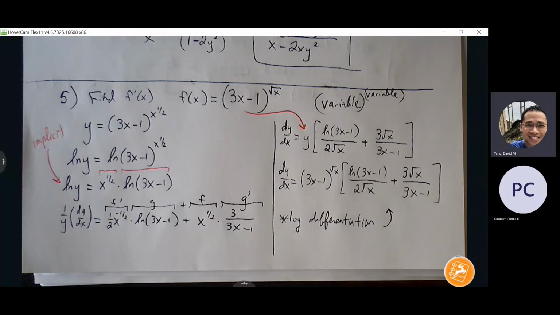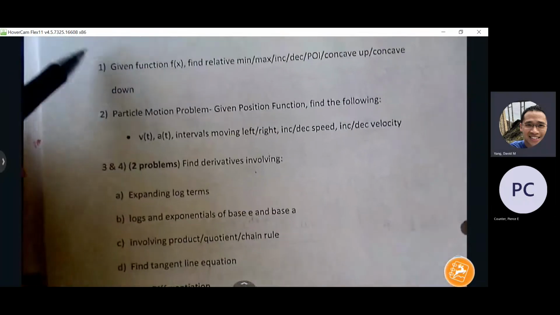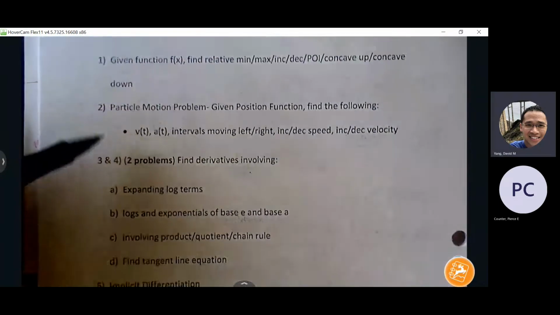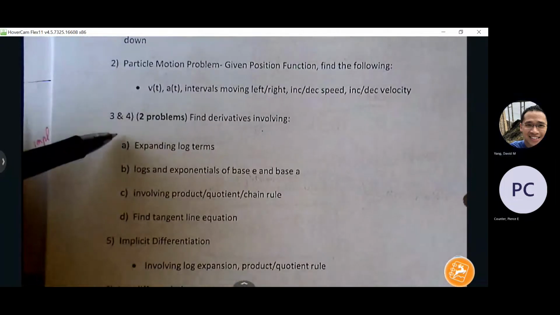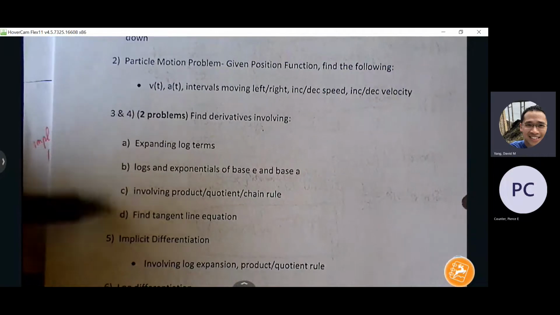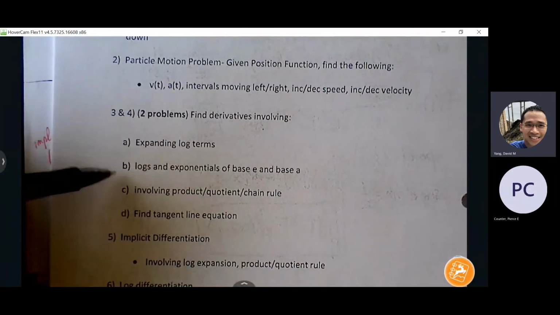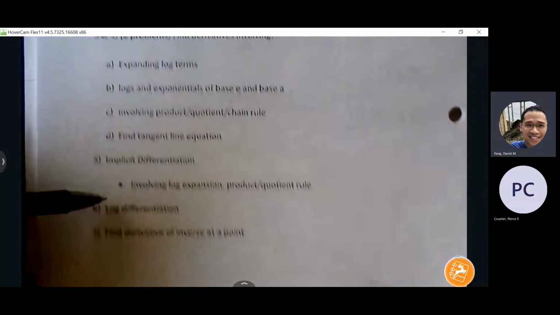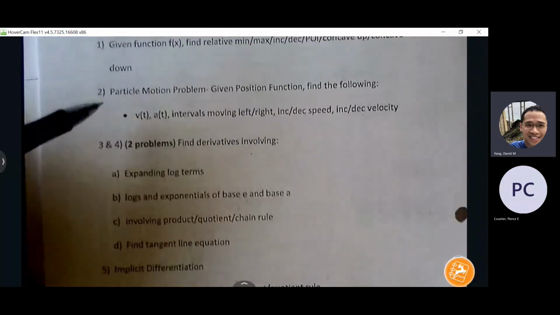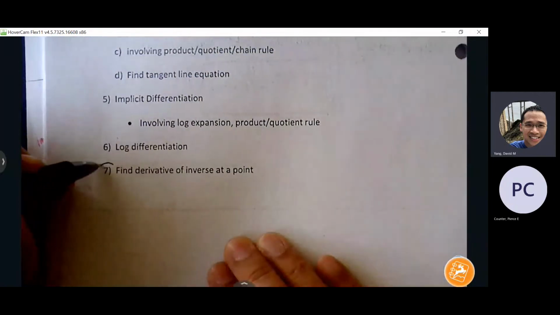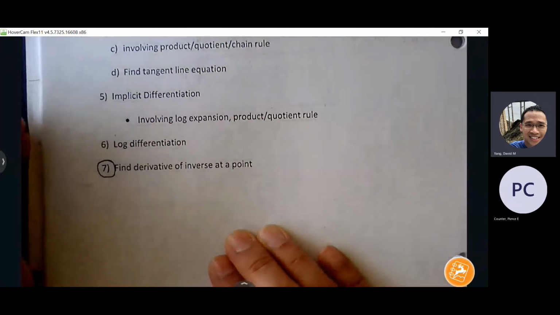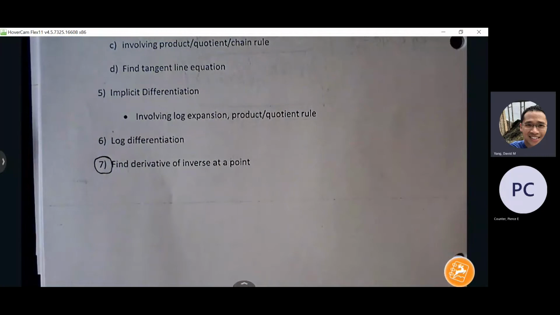Okay, we've hit the majority of the types of problems that you're going to see on the test. We did some curve sketching, we did some particle motion. Maybe we skipped over some of the problems that you guys saw on the quiz, but the quiz looked pretty good. Implicit we hit, log differentiation we hit, tangent line equation we hit. We didn't quite do inverse at a point, but we can practice that in class today as well.